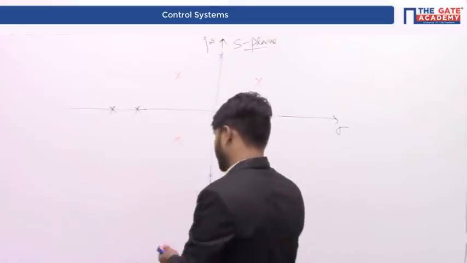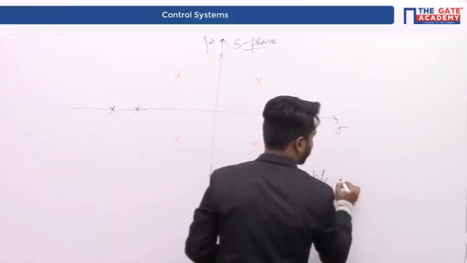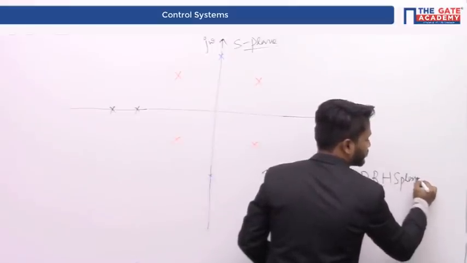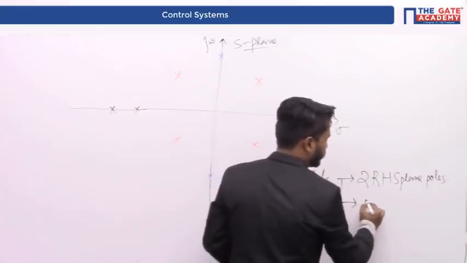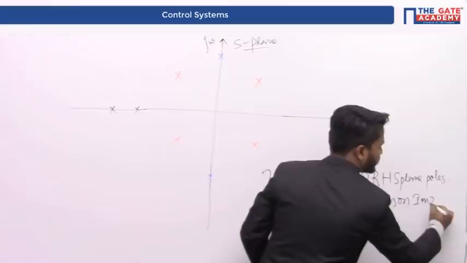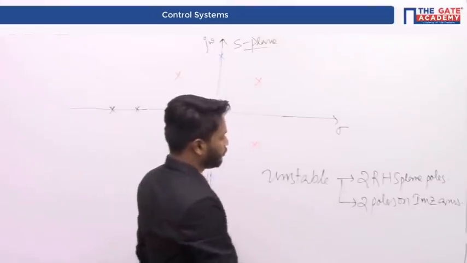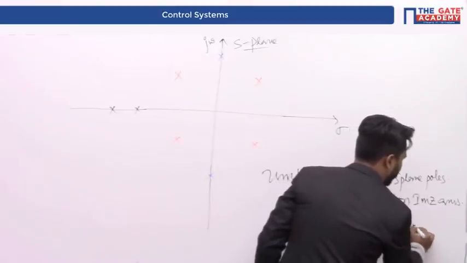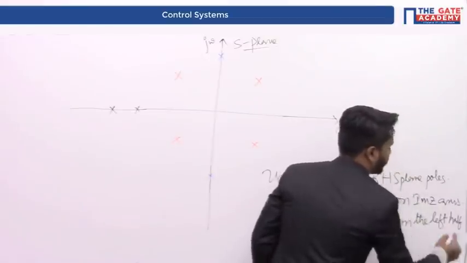Therefore, the system is unstable with 2 right half S-plane poles and 2 poles on the imaginary axis and 4 poles on the left half of S-plane.